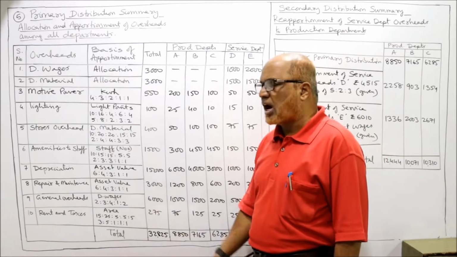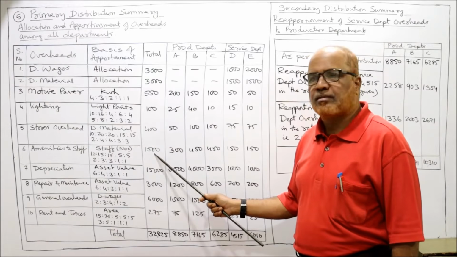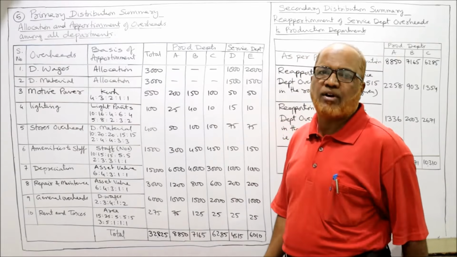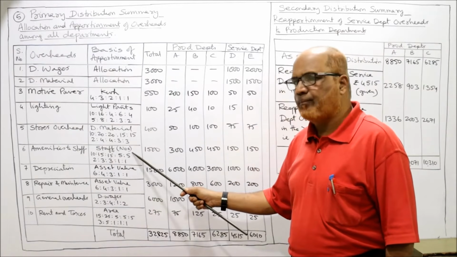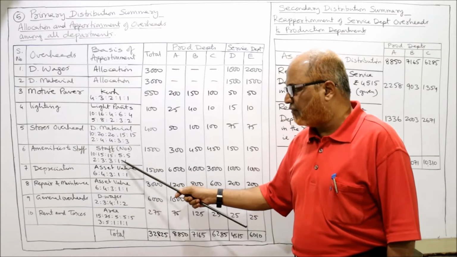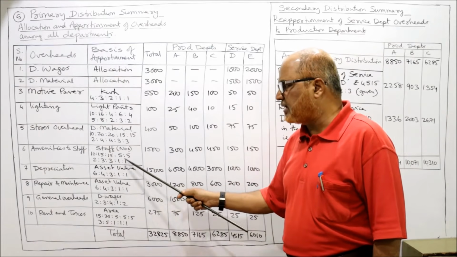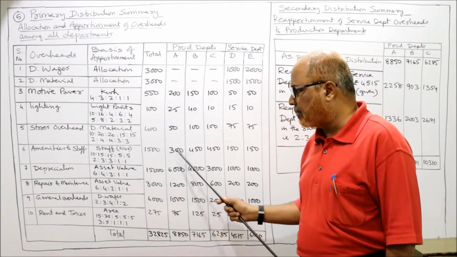Then amenities to staff. Amenities to staff is given in the problem as 1500 rupees. This will be apportioned on the basis of staff number. Staff number means number of workers, number of employees. That is given as 10, 15, 15, 5, 5. So divisible by 5: 5 2s are 10, 5 3s are 15, 5 3s are 15, 5 1s are 5, 5 1s are 5. Take the total, 3 plus 3, 6, 7, 8, 9, 10. So 1500 into 2 by 10, 3 by 10, 3 by 10, 1 by 10, 1 by 10.